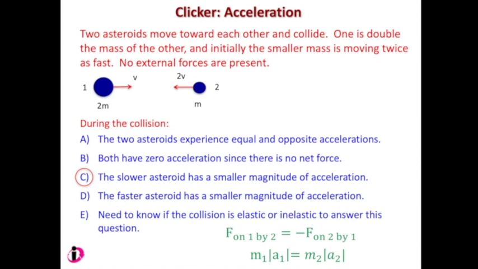Object 2 goes from having a velocity of 2v down to 0. So its acceleration is negative 2v over delta t, but the magnitude is 2v over delta t. So just from that, we can see that if they come to a stop in the middle, object 1 will have to slow down less than object 2 because it was moving slower to begin with. And so that also proves C, that the slower asteroid has the smaller magnitude of acceleration.